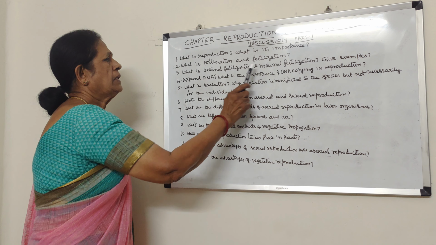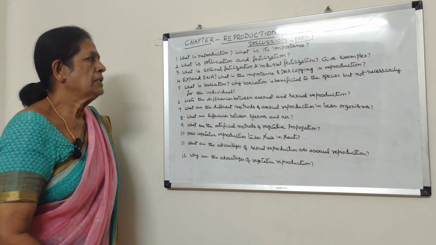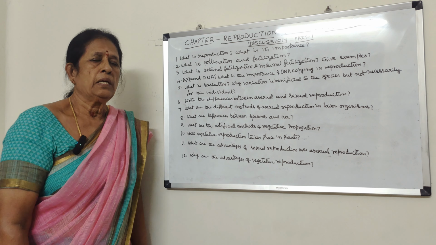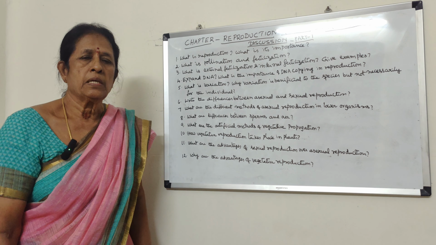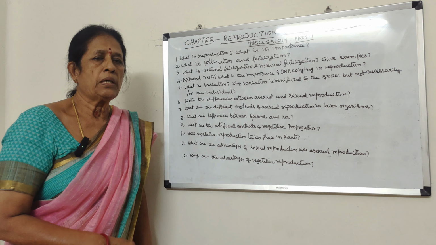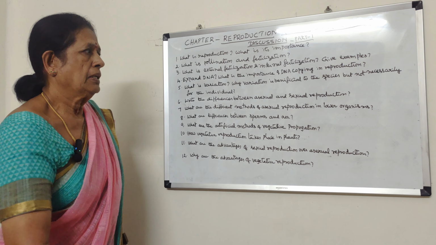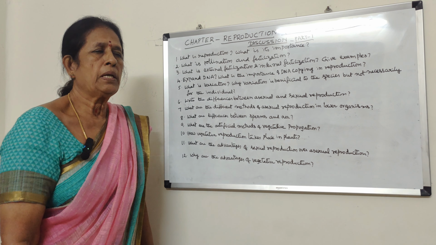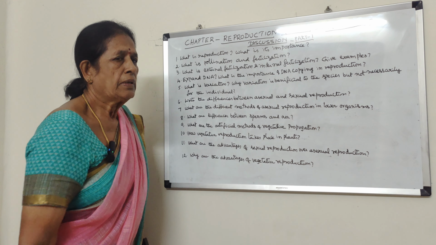Next, what is external fertilization and internal fertilization? The process of fertilization which takes place outside the body of the organism is called external fertilization. It usually occurs in aquatic organisms like fishes and also amphibians, and in organisms like annelids, etc. That is, outside the body of the organism, the process of fertilization takes place. It is called external fertilization. Internal fertilization means the process of fertilization, fusion of male and female gametes, takes place inside the body of the organism. It is called internal fertilization.